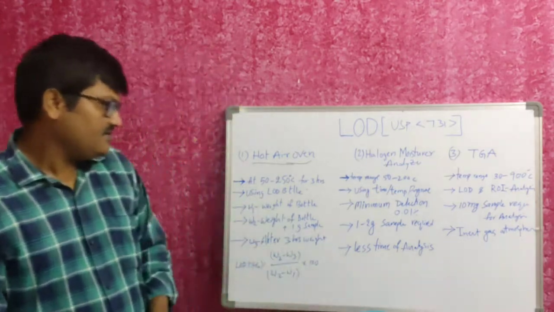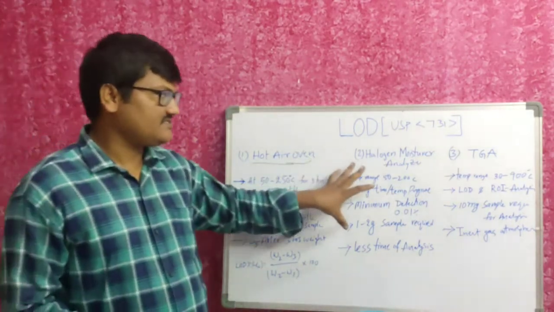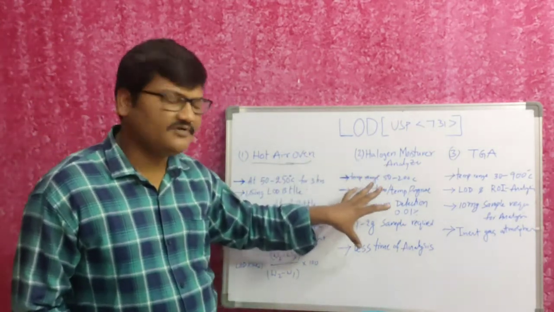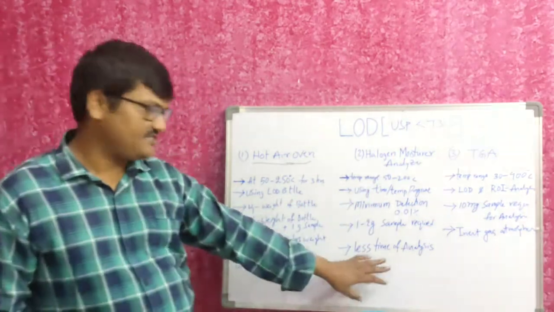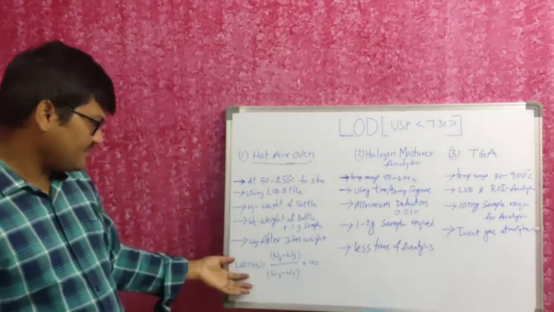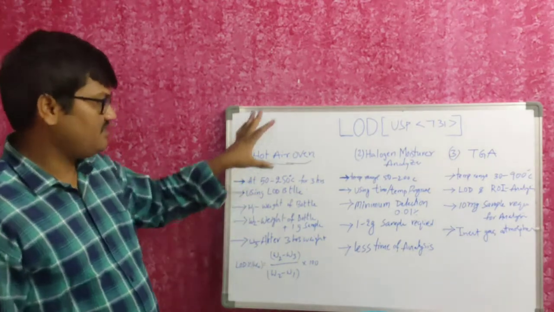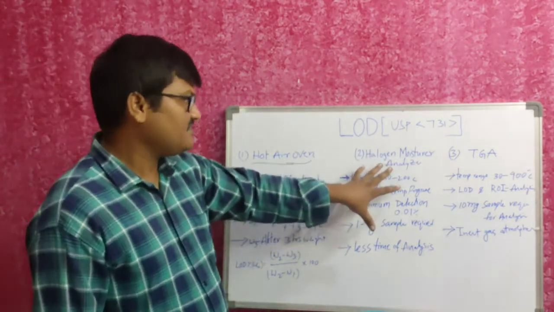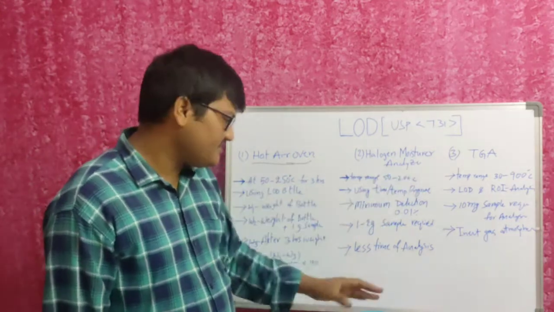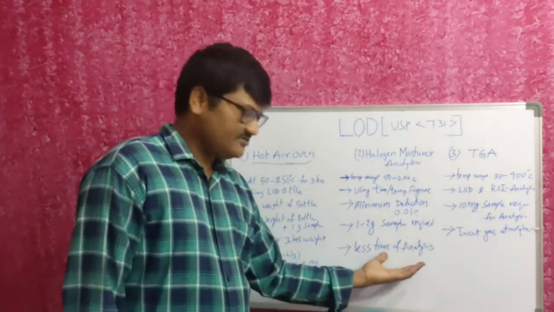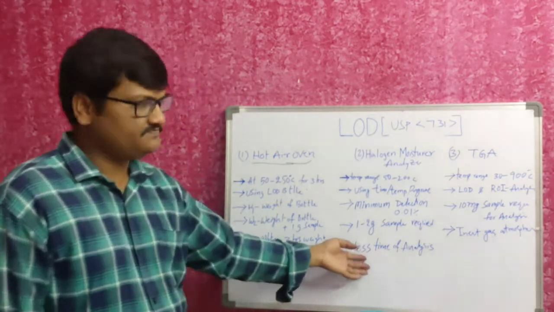It requires less time for analysis. Using this halogen moisture analyzer, we can complete the analysis within 30 minutes. The hot air oven takes 4 hours for the same analysis, while the halogen moisture analyzer takes only 30 minutes.